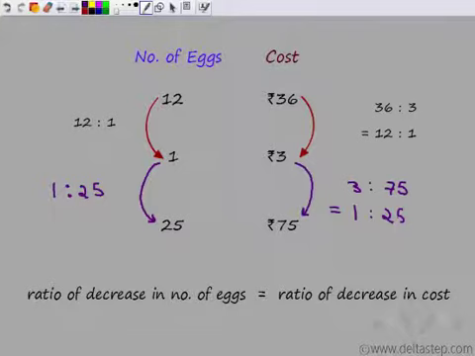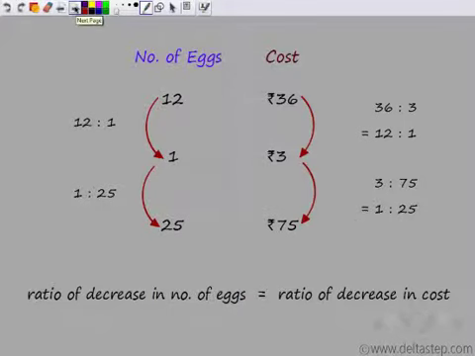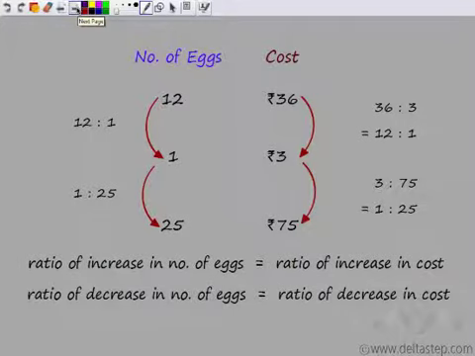So what again you can observe is 1 is to 25, 1 is to 25 here also. That is, the ratio of increase in the number of eggs is equal to the ratio of increase in the cost. So this is what I get. So both the ratios turn out to be equal. That is, if I decrease the number of eggs in a ratio, then the cost also decreases in the same ratio. And if I increase the number of eggs in a ratio, then the cost also increases in the same ratio.